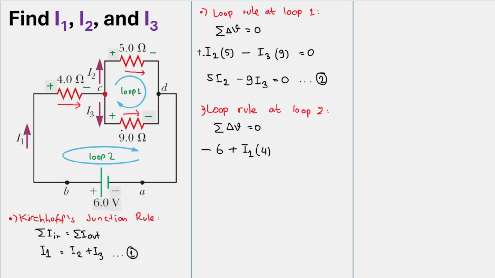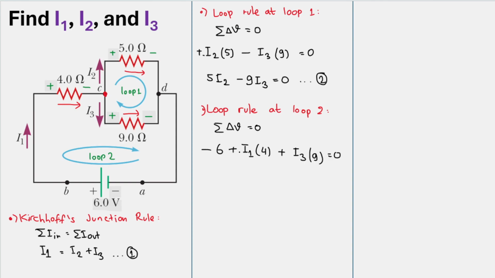Okay, now the last resistor here. Remember the loop is going here and then passes through here. It's not passing through this one, right? This one, the 9 ohm resistor. So it will enter through this positive side. So I will have plus, and then the potential difference or the voltage, that will be I3 times the resistor, which is 9. And that will equal 0.